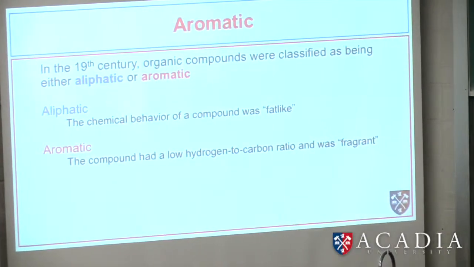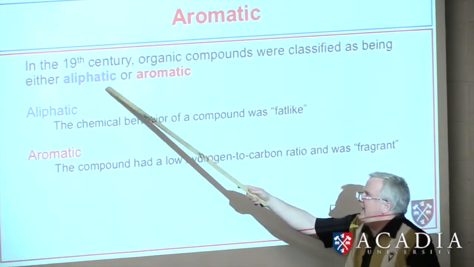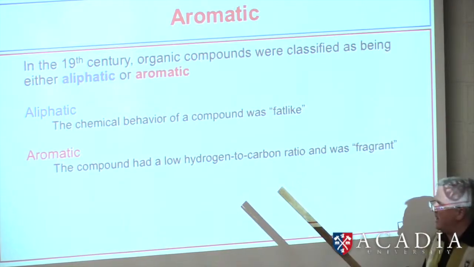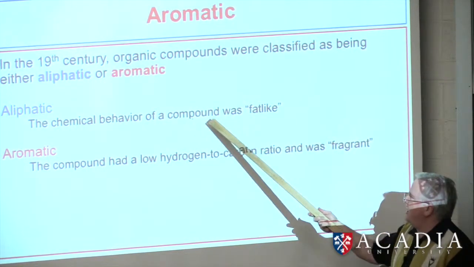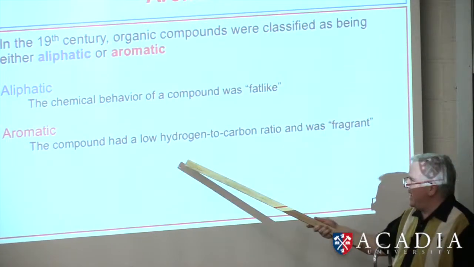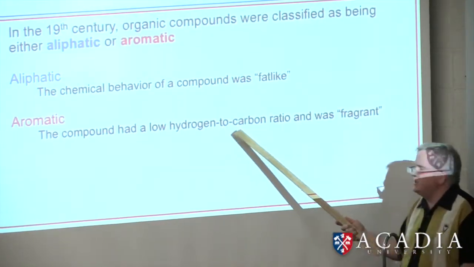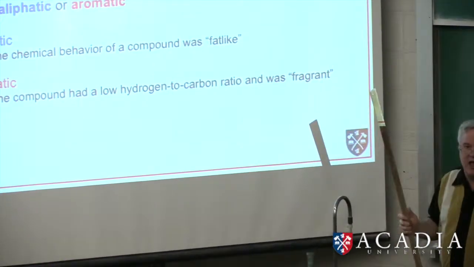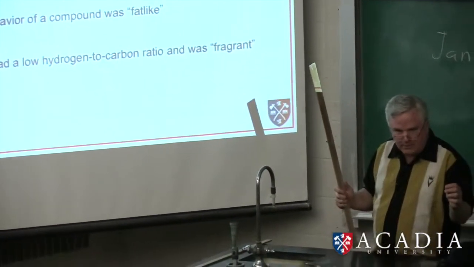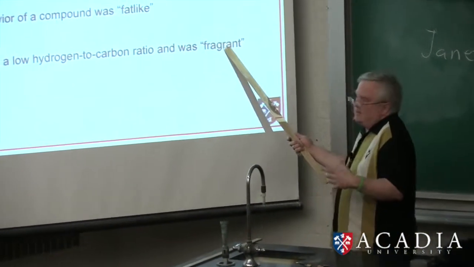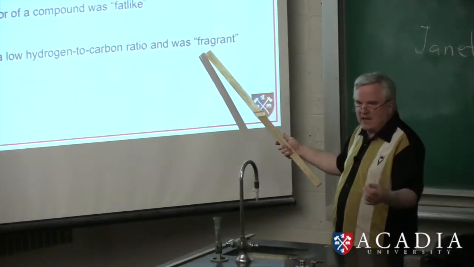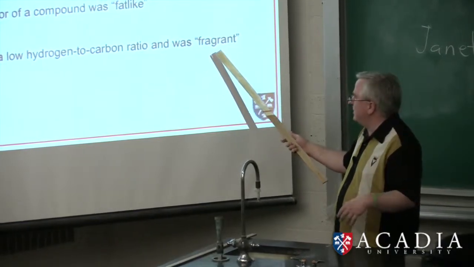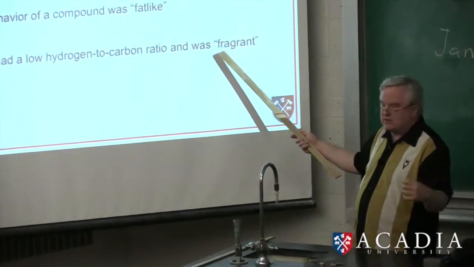So, okay, we talk about aliphatic and aromatic compounds all the time. Aliphatic originally meant the chemical behavior of a compound was fat-like. Aromatic compounds had a low hydrogen to carbon ratio. It means that they had a lot of unsaturation. They had some double bonds in them. And initially, aromatic meant you could smell these things. They had low boiling points and they were quite fragrant. They were very volatile and you could smell them.